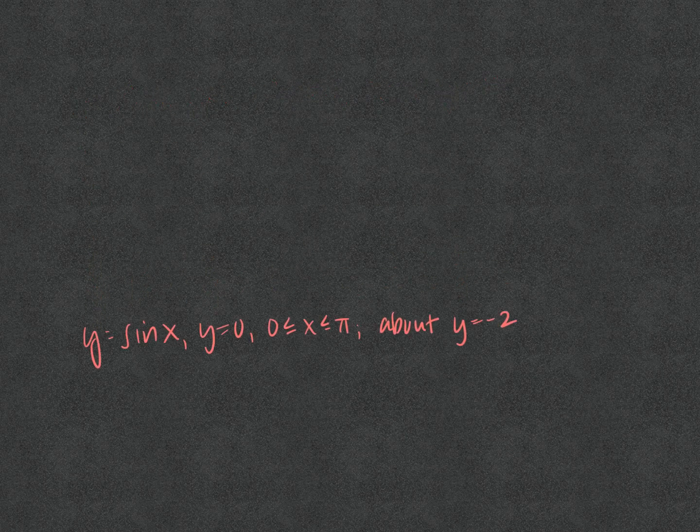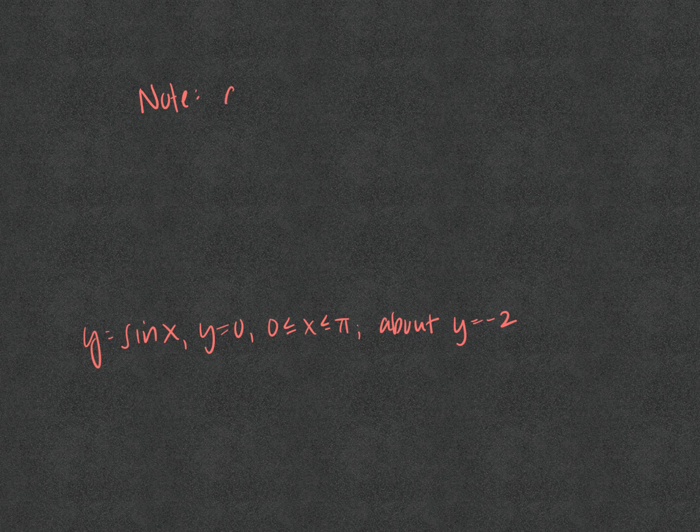It says y equals sine x, y equals 0. Remember, if it says do not integrate, there is a reason. X is between 0 and pi. That's my favorite way to say that, by the way. And it's about the line y equals -2. So when we talk about rotating around an outside line, let me pull this down and make some notes.